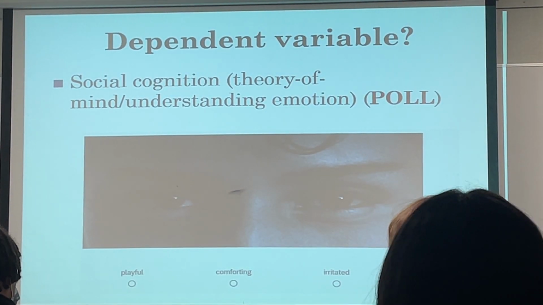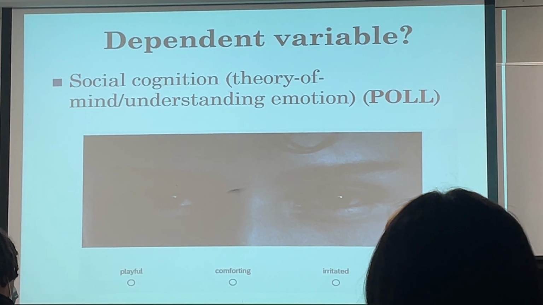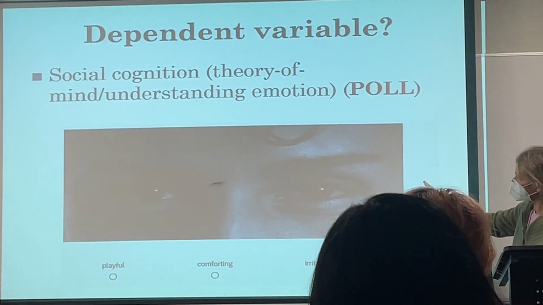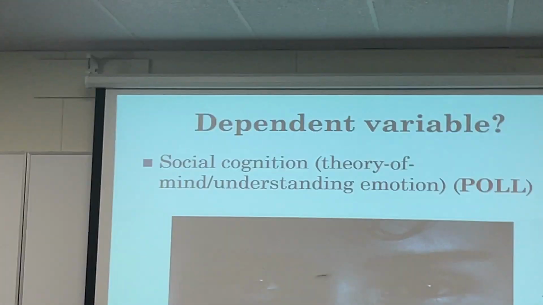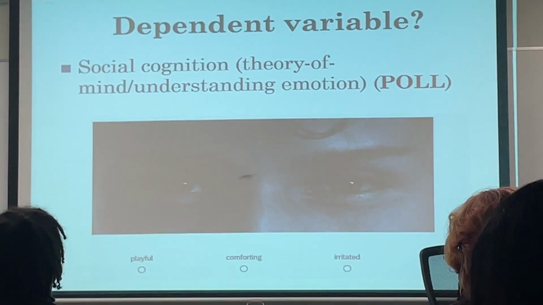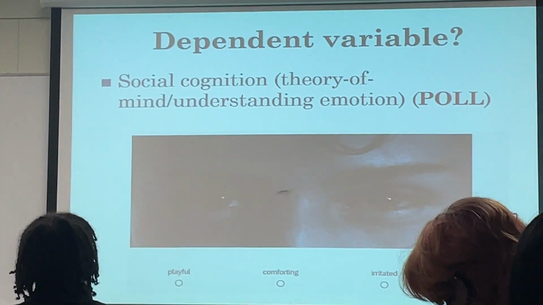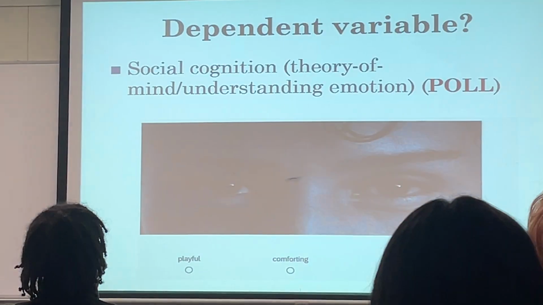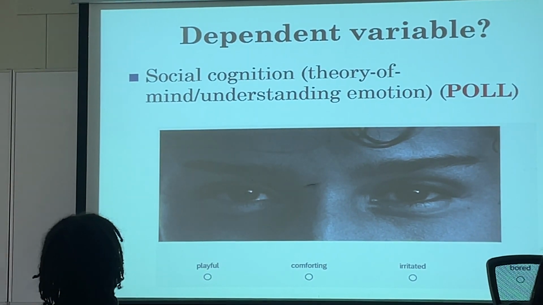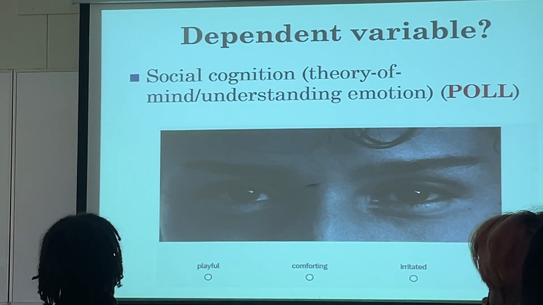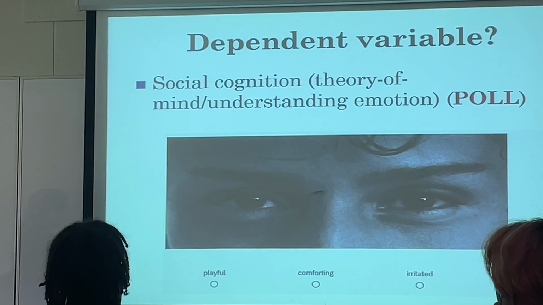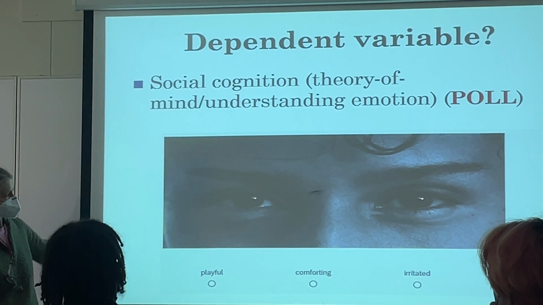In our example, here's the dependent variable: social cognition, theory of mind, understanding emotions. The way I operationalize it, you can barely see these eyes, is by showing people a whole bunch of pictures of eyes. This is called the Reading the Mind in the Eyes test. There would be 4 words under them, and participants would have to say which of the 4 words best describes what the person was feeling.